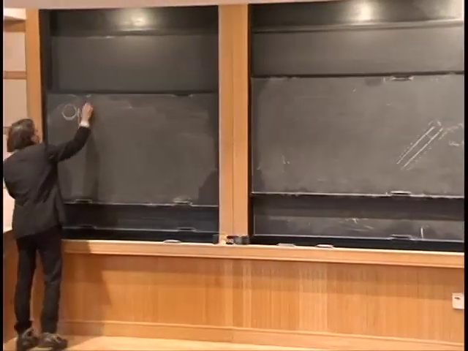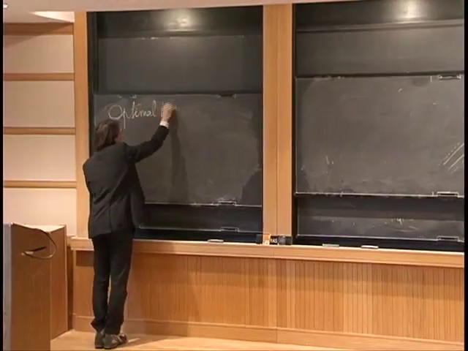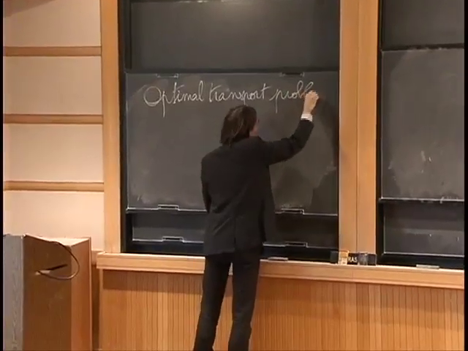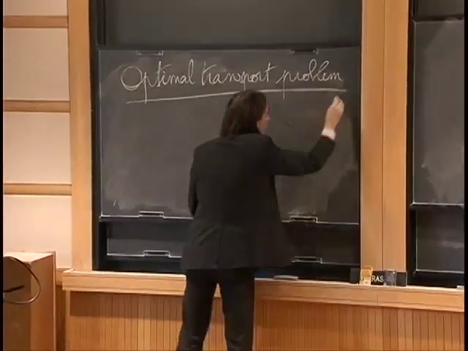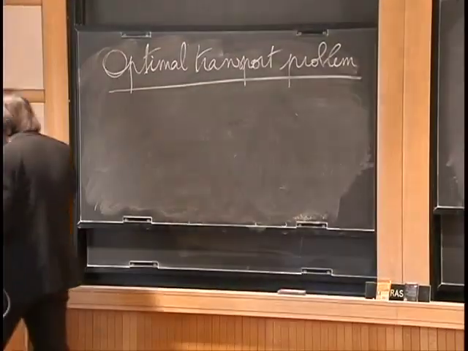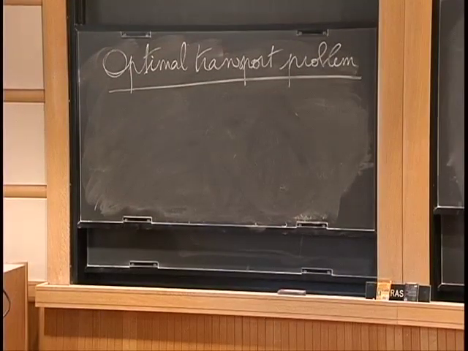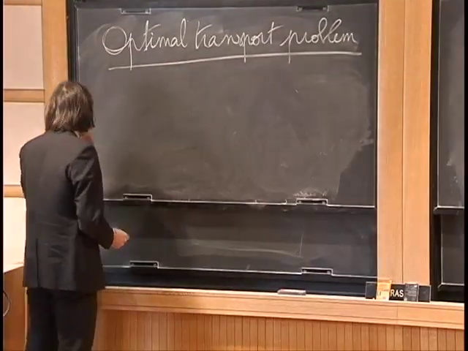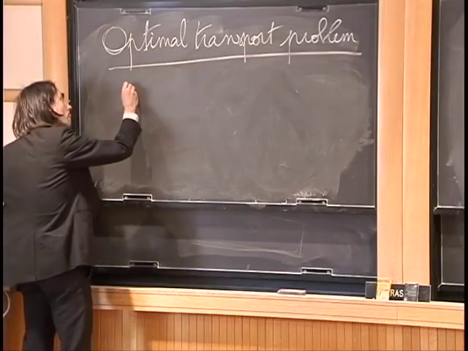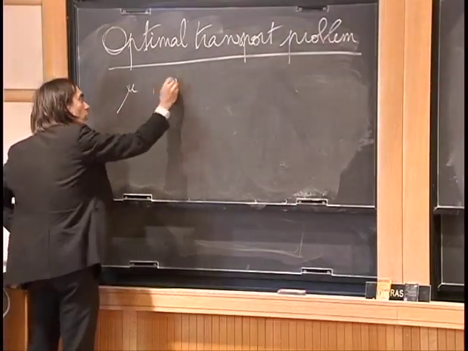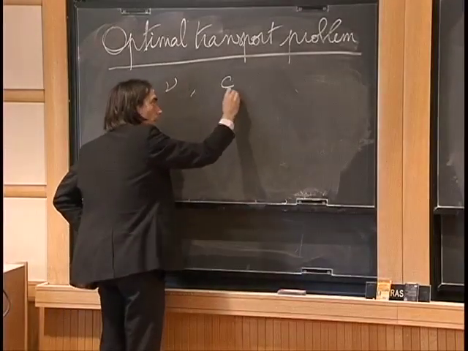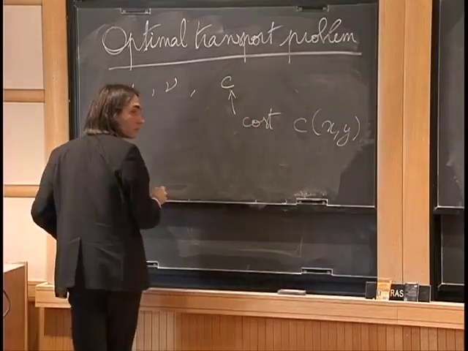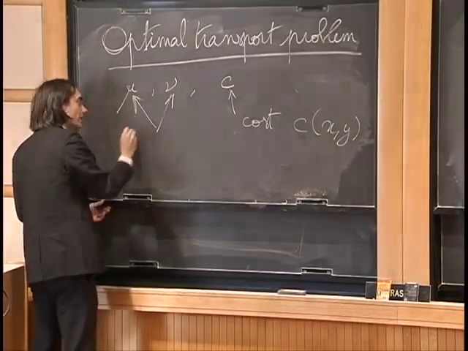So here is the optimal transport problem to start with. Optimal transport has become very popular in the past few years, especially. I assume most of you have heard about it, but let's pretend not and briefly give again what it's about. In optimal transport, you give yourself three objects: a measure, another measure, and the cost. This is a cost, a function of two variables. And these are two probability measures.